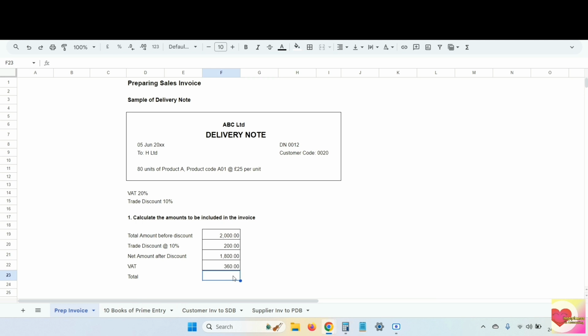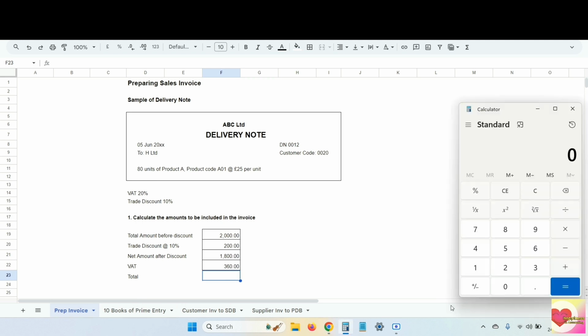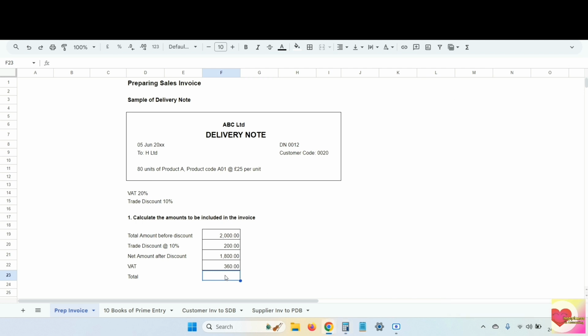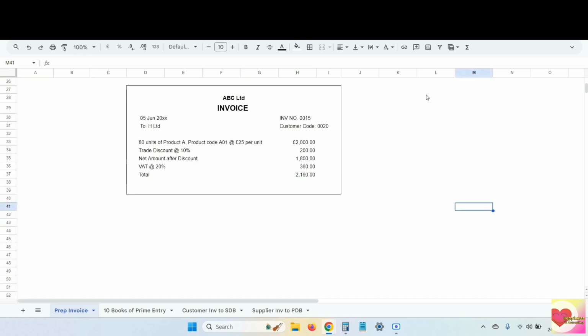Next is the total. It's our net amount plus the VAT. It's 1,800 plus 360 equals 2,160. And this is our total or gross amount of the invoice. So now this is the example of the invoice containing all the amounts that we have just calculated.